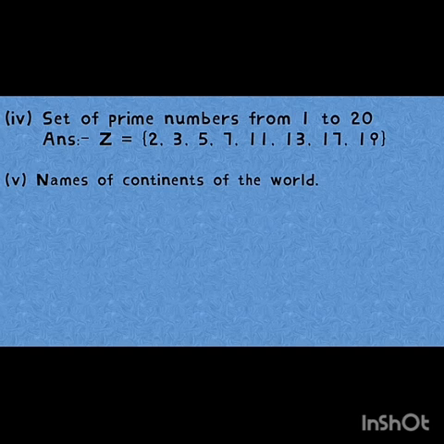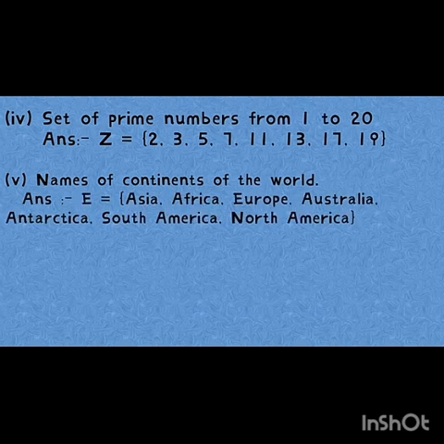Now question number 5, name the continents of the world. You already know the names of the continents, so here we have to write them only. So answer will be, E is equal to, in curly bracket, Asia, Africa, Europe, Australia, Antarctica, South America, North America, curly bracket completed. Like this we will write.